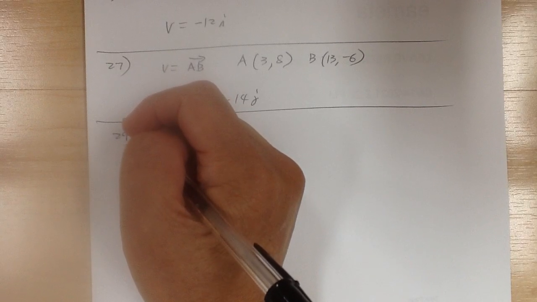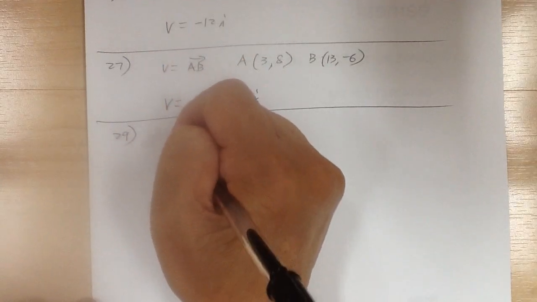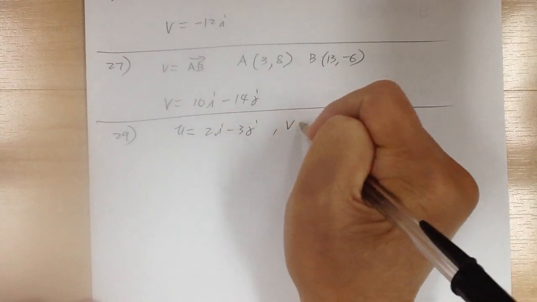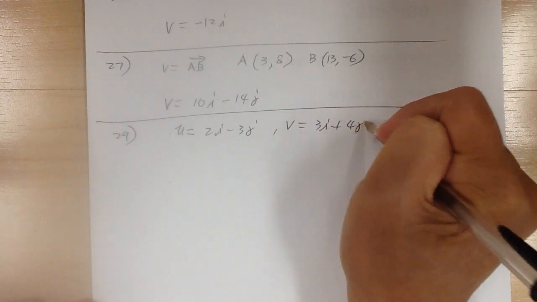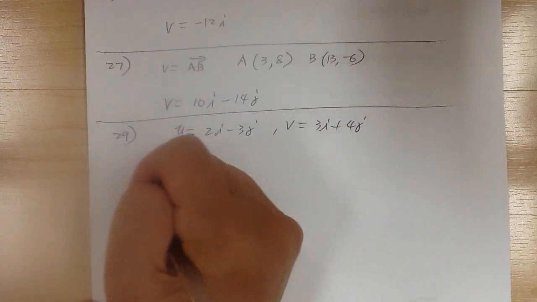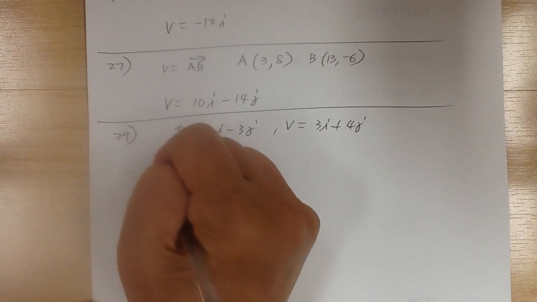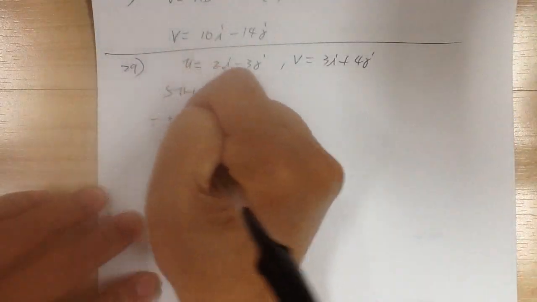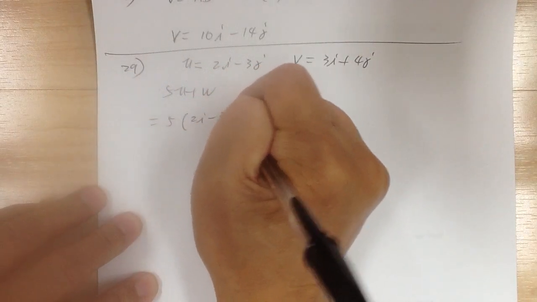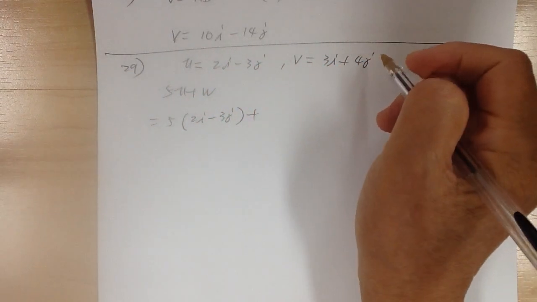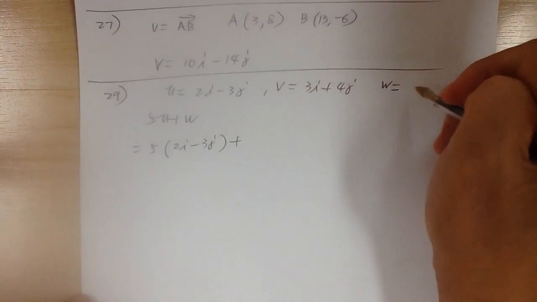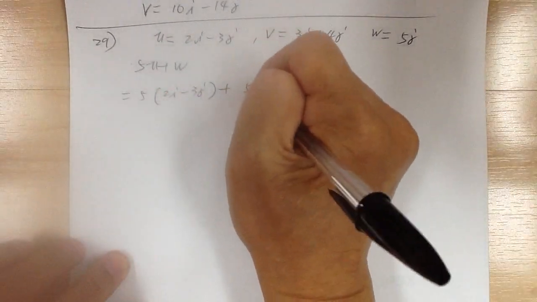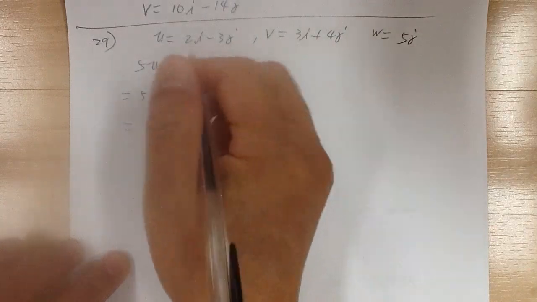Okay, 29. This is the same as before, except now you're going to use i and j. You've got u equal to 2i minus 3j, and v equal to 3i plus 4j. Number 29, you're looking for 5u plus w. So just substitute: 5 times 2i minus 3j, plus w, where w equals 5j.